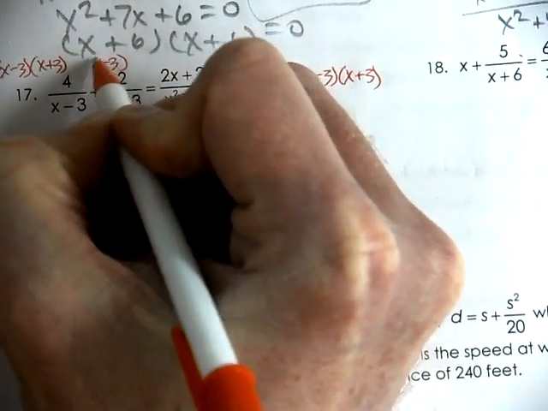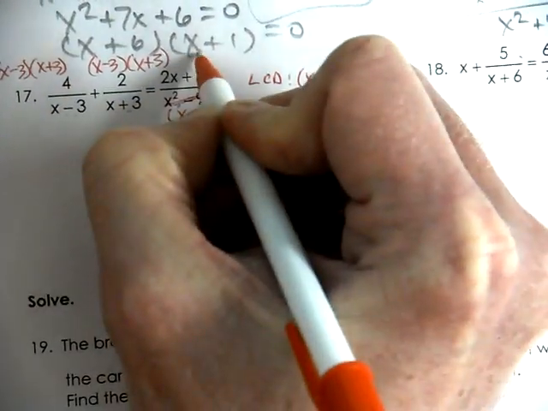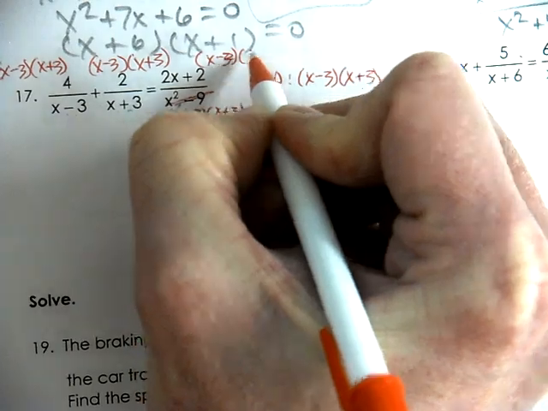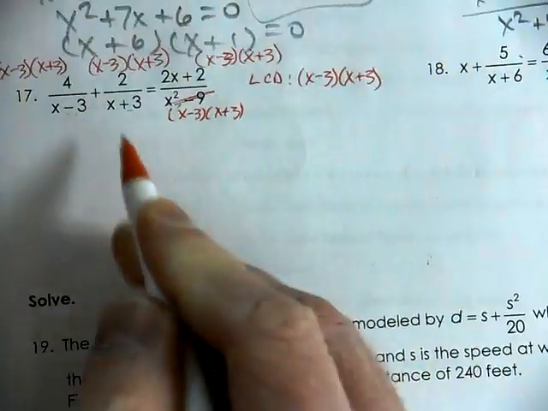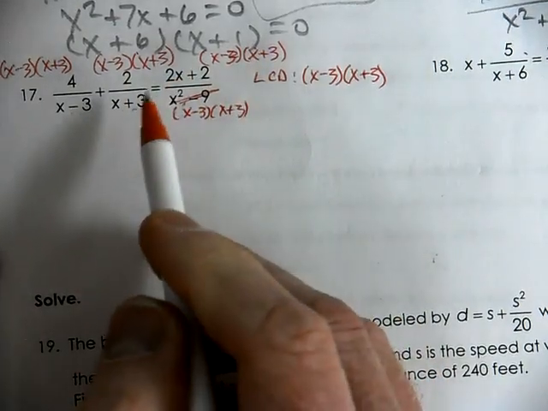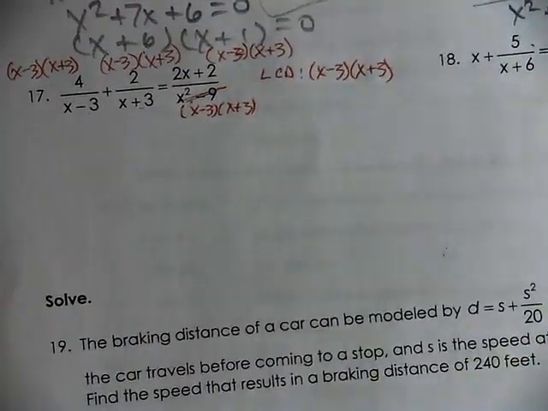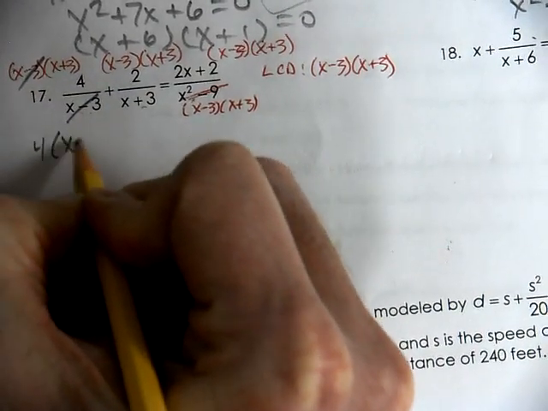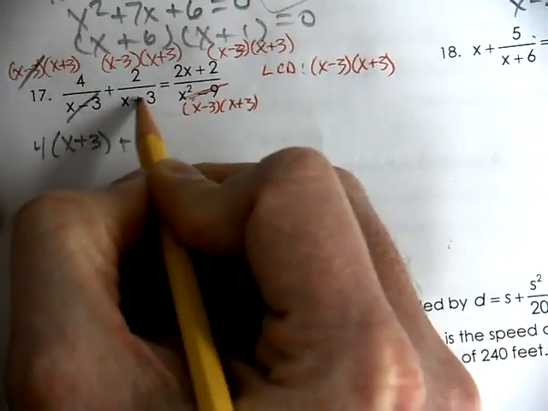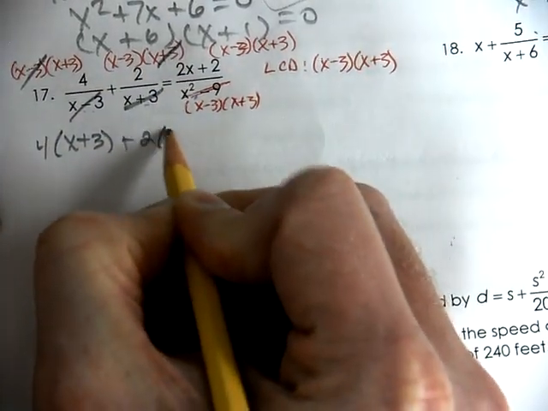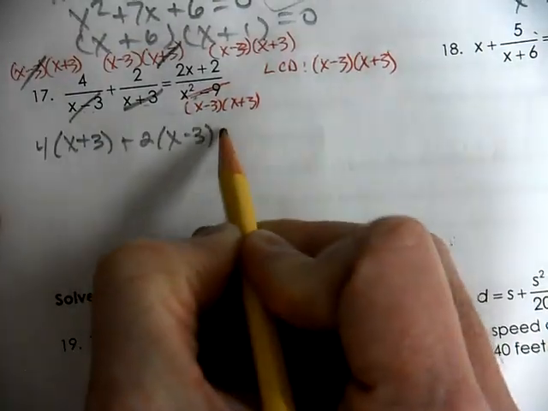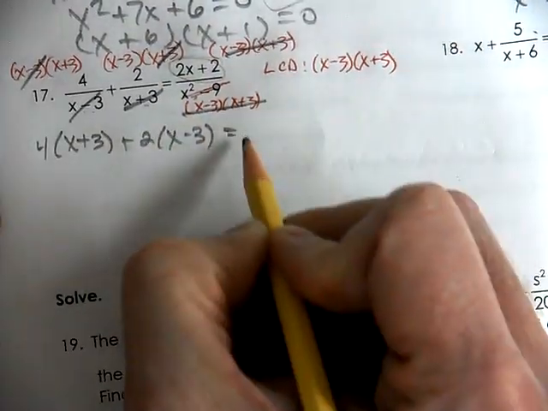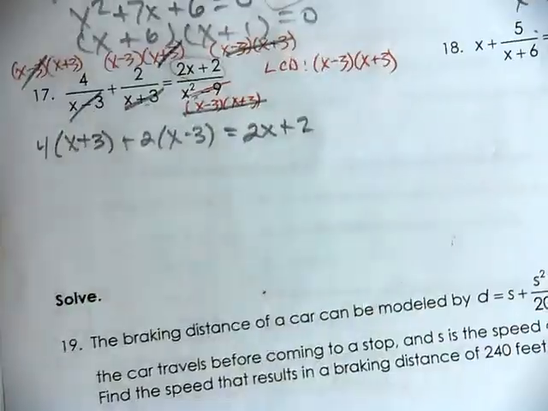Now think about what that means. That means that I'm raising this equation by the same amount to every term. That's why it's equivalent. That's why it's okay to do this. So I'm going to cross off my x minus 3, and I'm left with 4 times x plus 3 plus 2 times x minus 3 equals, all of that crosses off with all of that, and I'm just left with my 2x plus 2.